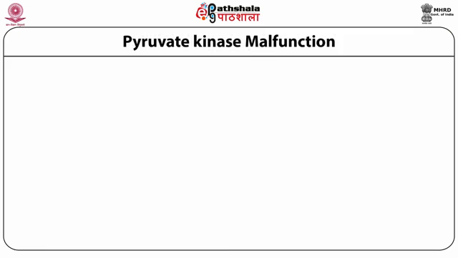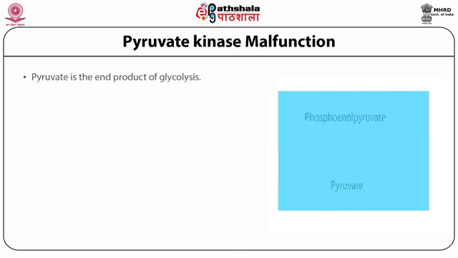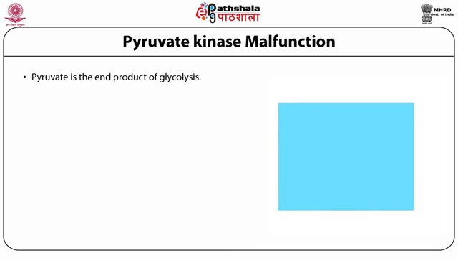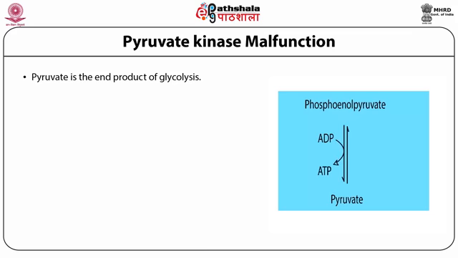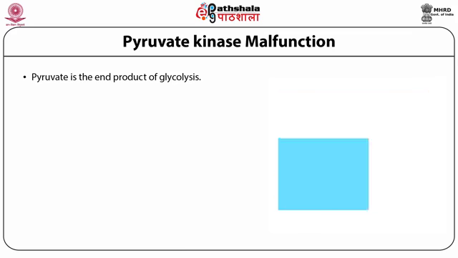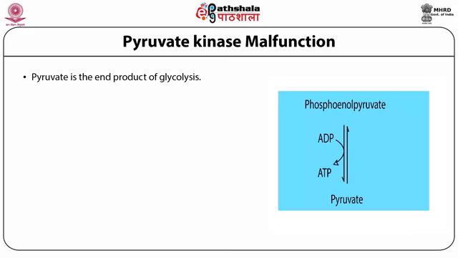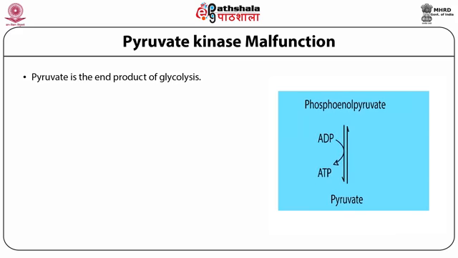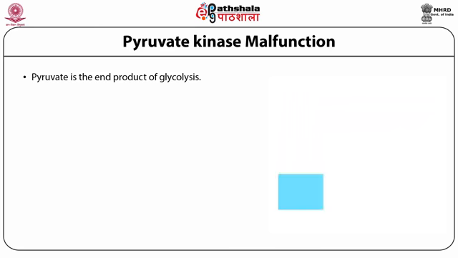A total of 10 diseases are said to be associated with glycogen storage diseases. Pyruvate kinase malfunction. Pyruvate is the end product of glycolysis. Two pyruvic acid molecules are formed from the two molecules of phosphoenol pyruvate. This reaction is catalyzed by pyruvate kinase.